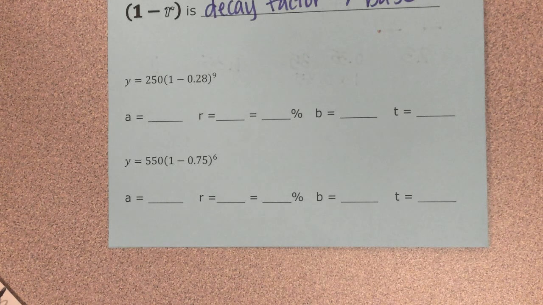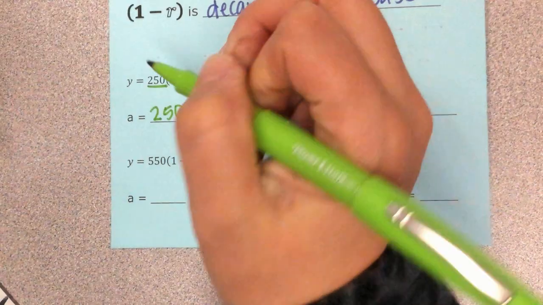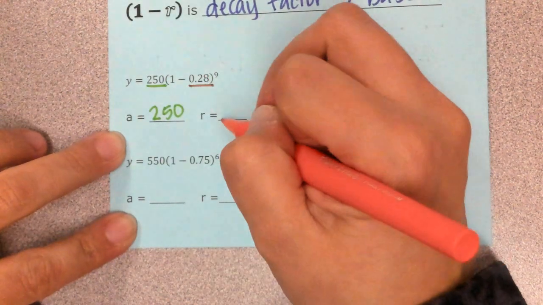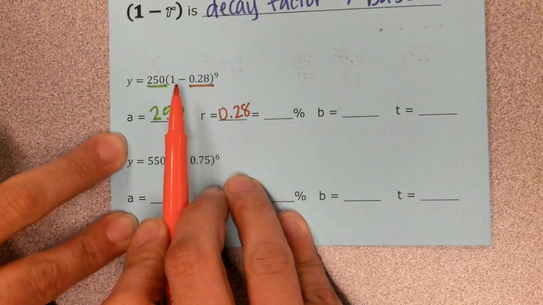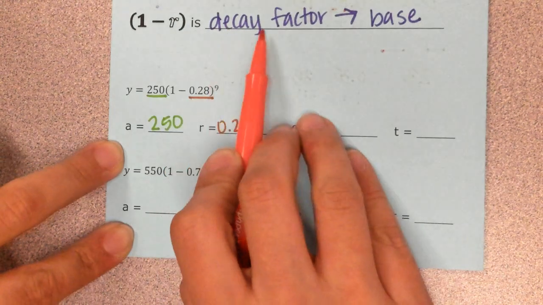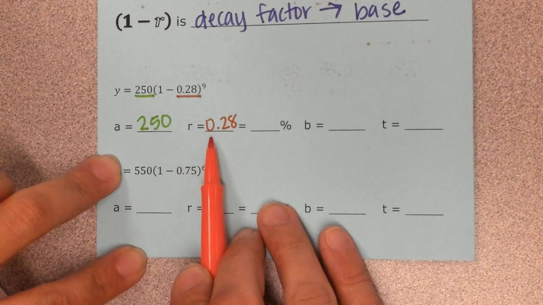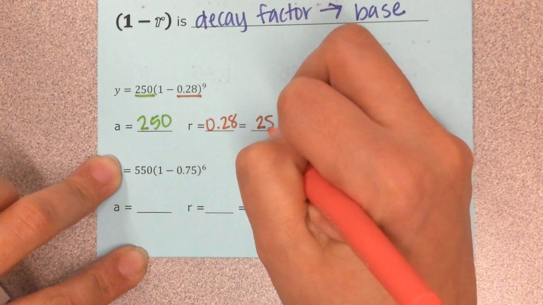So my A in this equation is 250. That is the starting value. My rate in this equation is 0.28. Notice I did not say negative 0.28. That minus just means that we are decaying. It is not part of the rate. All right, so 0.28 changed to a percent is 28%.